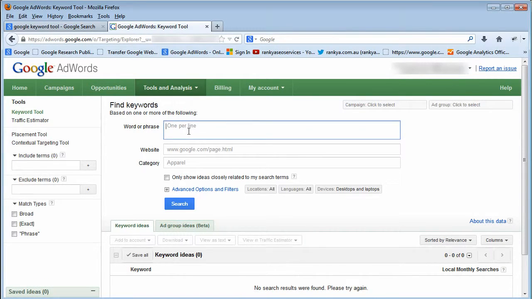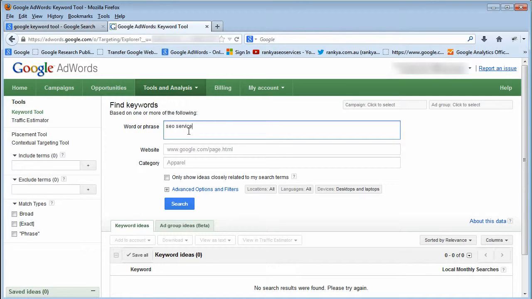Okay? Therefore, let's get right into it and let's start typing in some simple keywords to see what we can gather from this tool. Okay? Let's take Google SEO services as an example. Okay? Or let's just take SEO services.